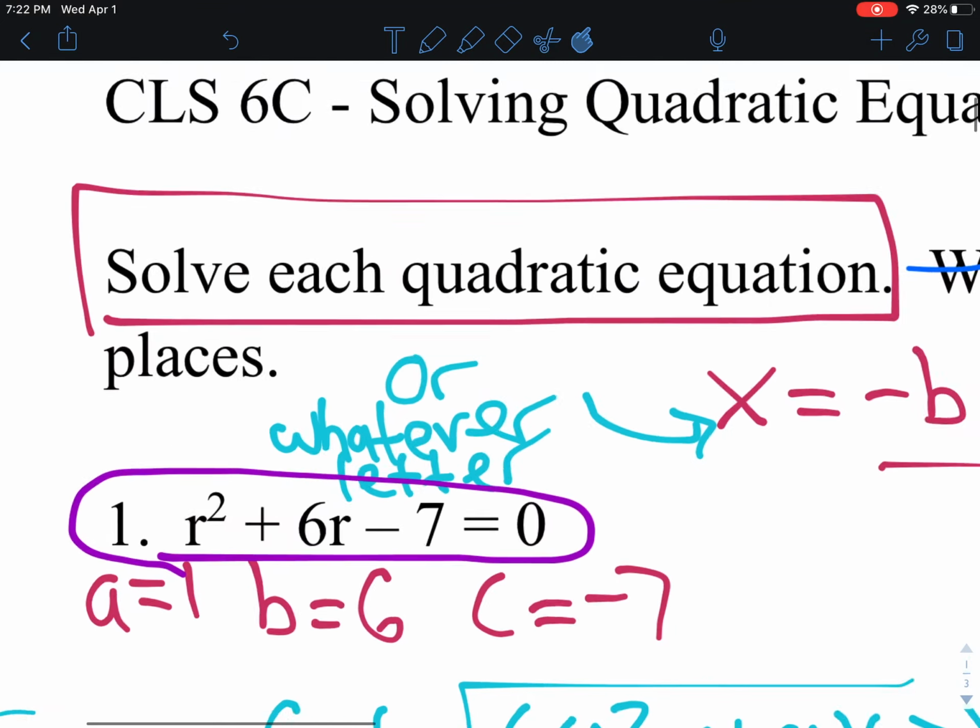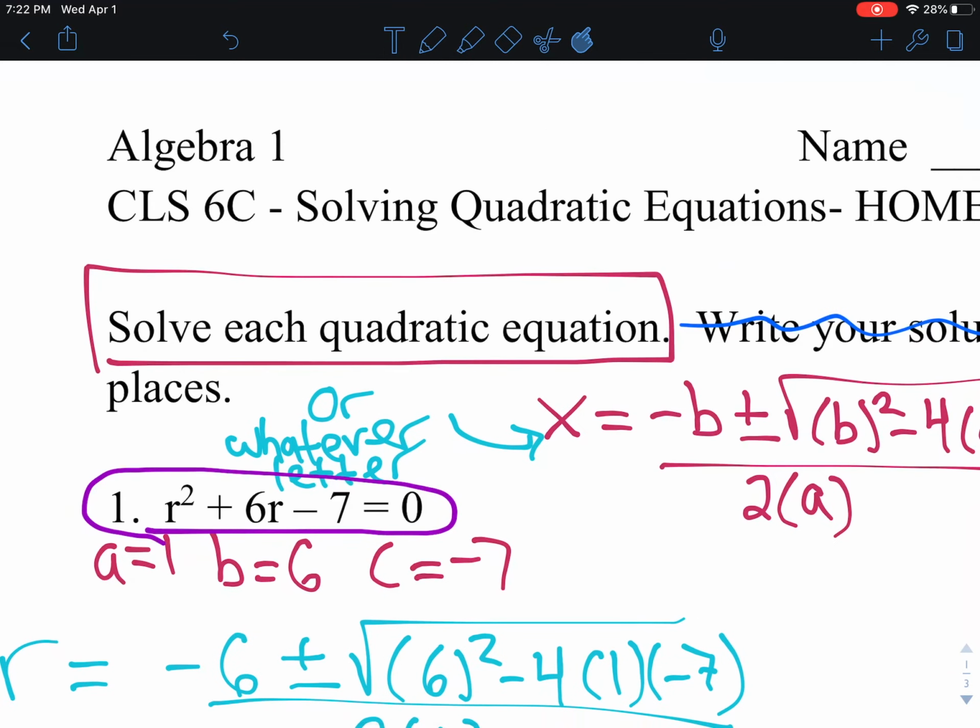Now, in this case, I know it's R, but if you wanted to say X there, that's fine. I might interchange that throughout the video. I might say X instead of R. So just make sure you keep up with that.